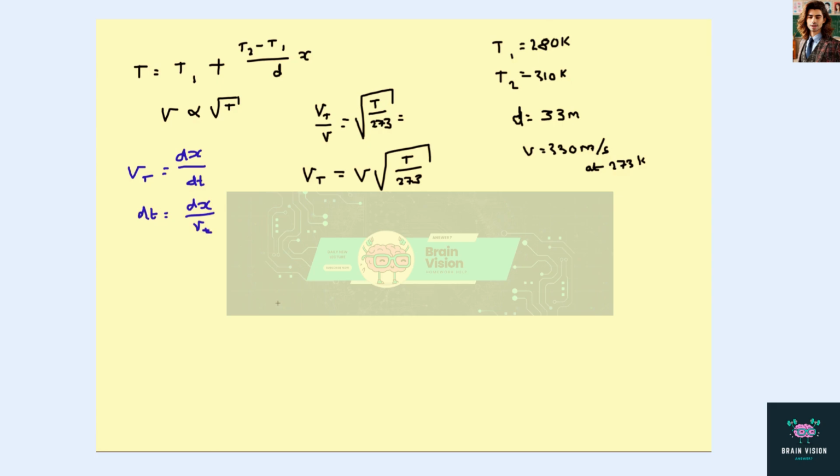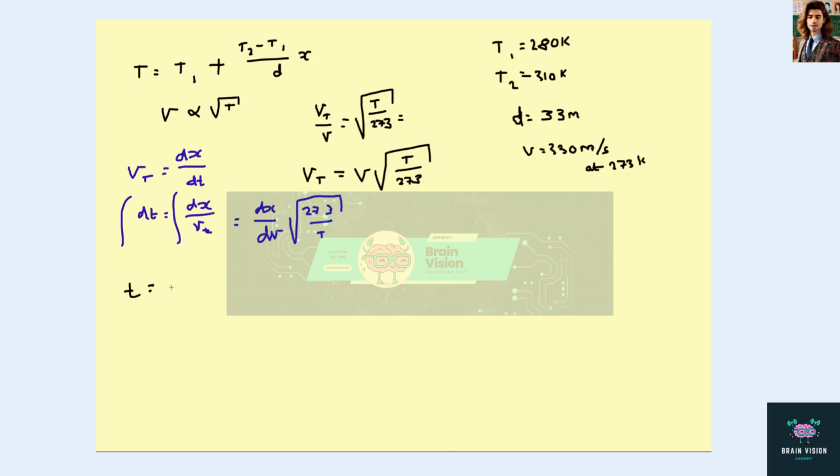Now that we've done this, we can substitute in and integrate. So we can integrate both sides, the left with respect to t and the right with respect to x. What we'll first do, though, is say that dt is equal to dx over V multiplied by the square root of 273 over T. So now that we've done this, we can go ahead and calculate the integral.